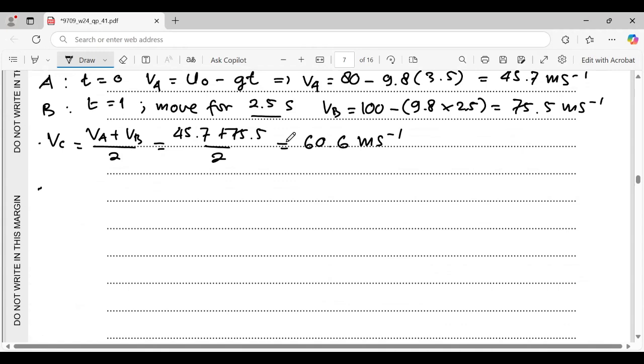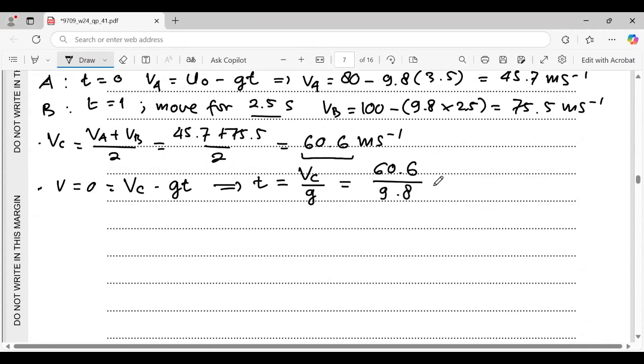So when it falls from 219.97 meters to the ground, it means the velocity becomes 0, and this is V minus gt. So this is the time to reach the maximum height. How to calculate the time to reach the maximum height? We can rearrange this equation, becomes T equals V over g, where g is the gravitational force, or this is 60.6 according to this information over 9.8.